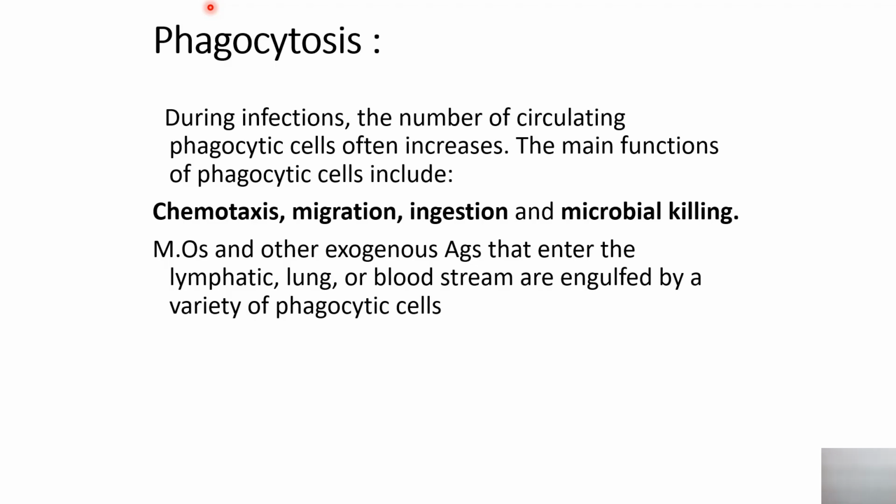Now, coming back to phagocytosis, during infections, the number of circulating phagocytic cells often increases, and the main functions of phagocytic cells include chemotaxis, migration, ingestion, and microbial killing. So, there are various other exogenous antigens that can enter the lymphatics, lung or bloodstream that are engulfed by a variety of phagocytic cells.